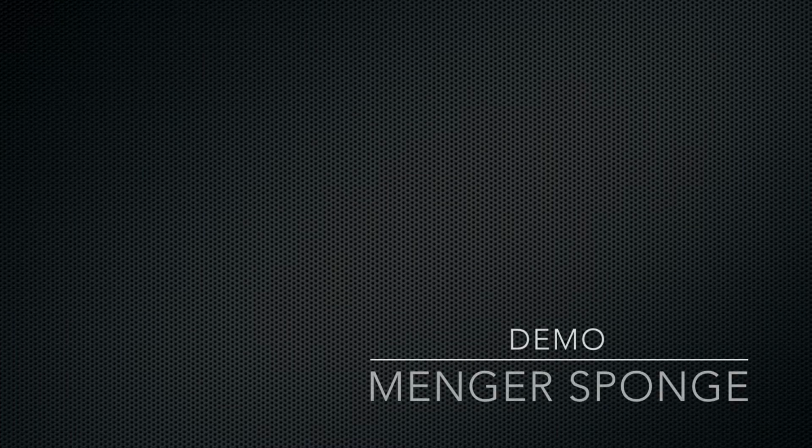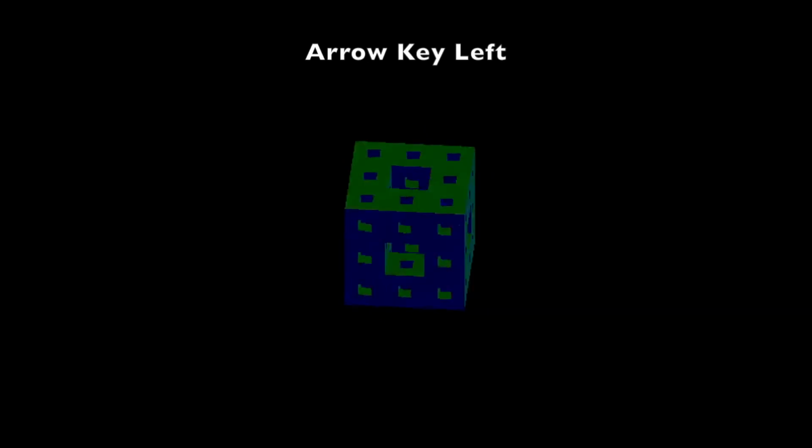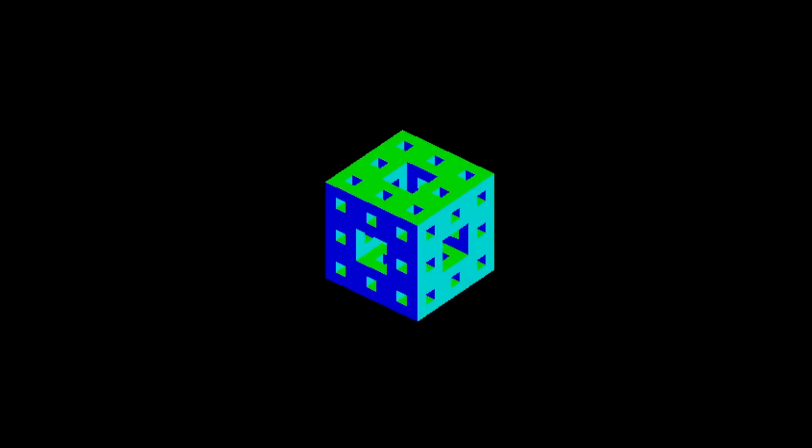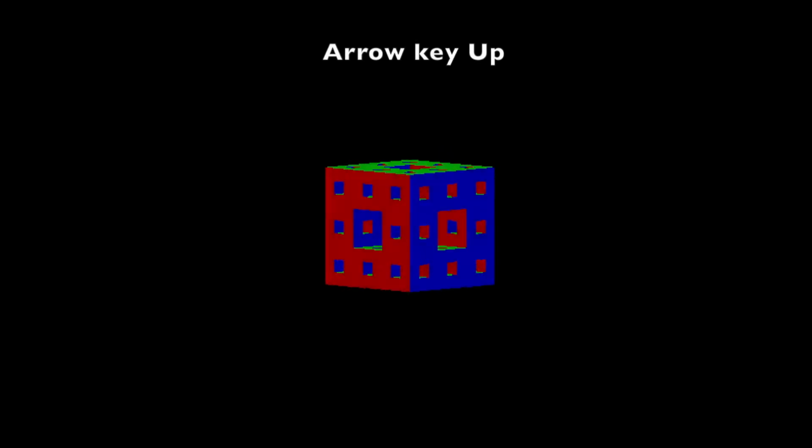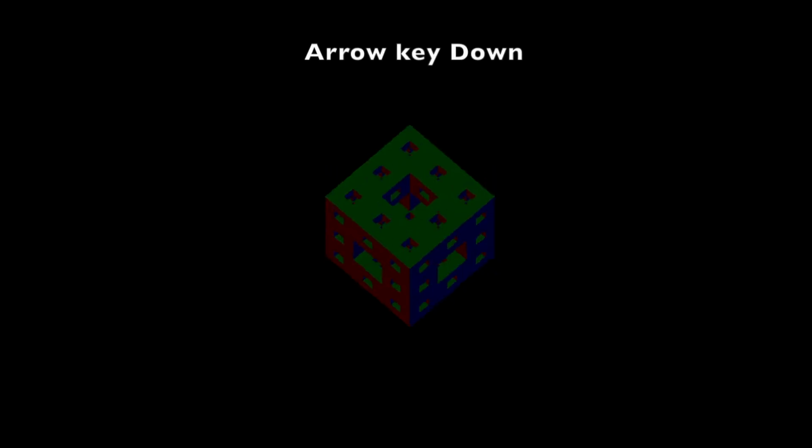This is a demonstration of the Menger Sponge project. The first time you launch the program, you can see the cube from this point of view. We can use the arrow key left to rotate it left and the arrow key right to rotate it to the right, as well as the up key to rotate upwards and the down key to rotate downwards.